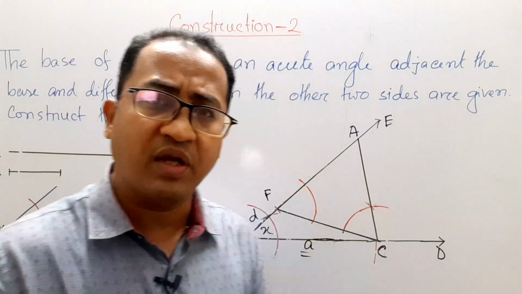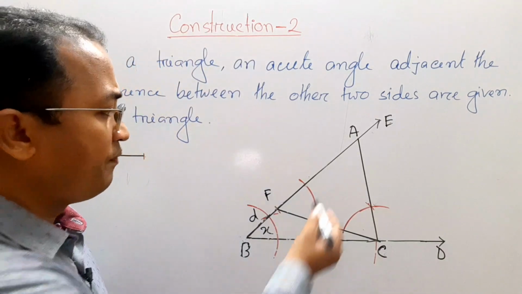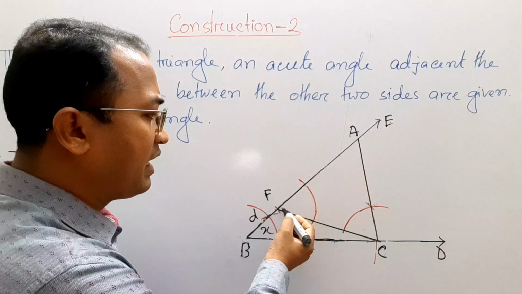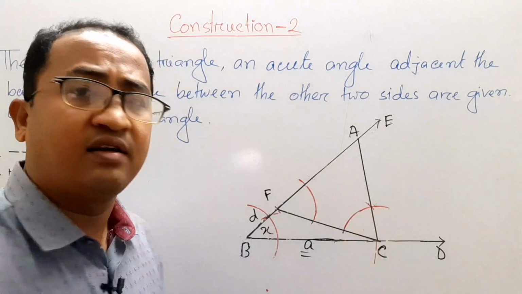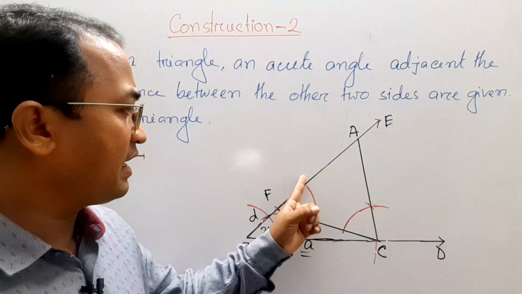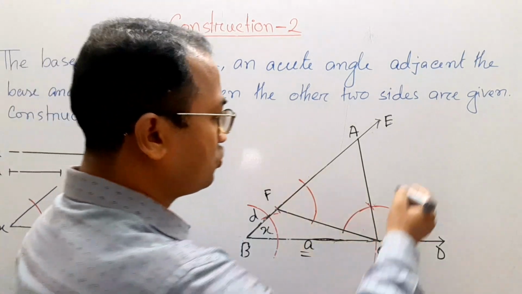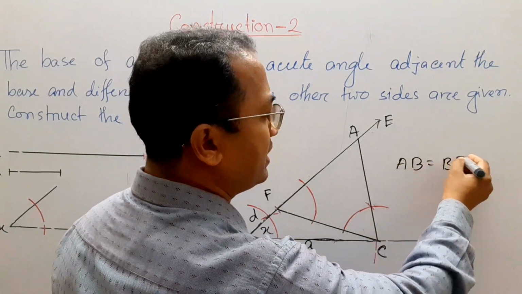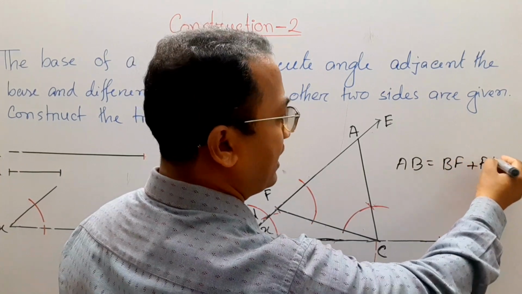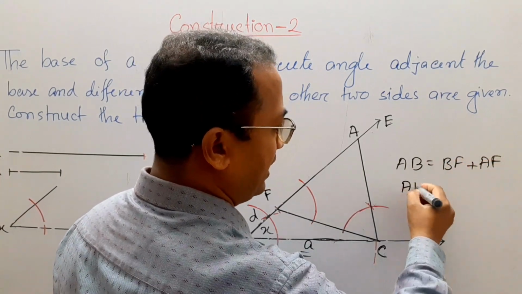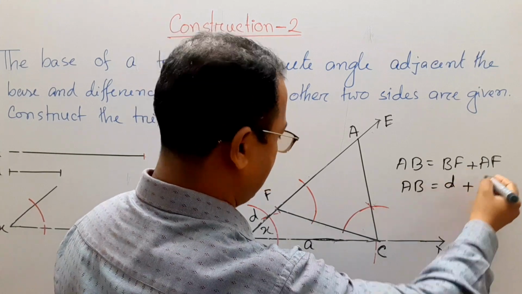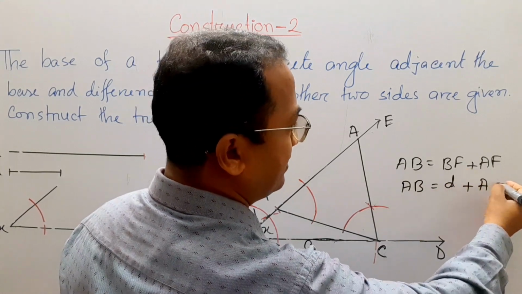How is the difference of AB and AC equal to D? Look, these two angles are equal. So AF and AC are equal. Since AF and AC are equal, we can write AB equal to BF plus AF. So AB equals BF, that is D, plus AF, that is AC.